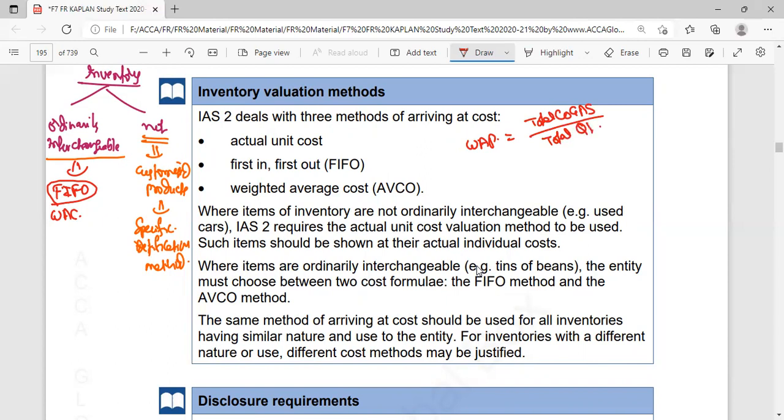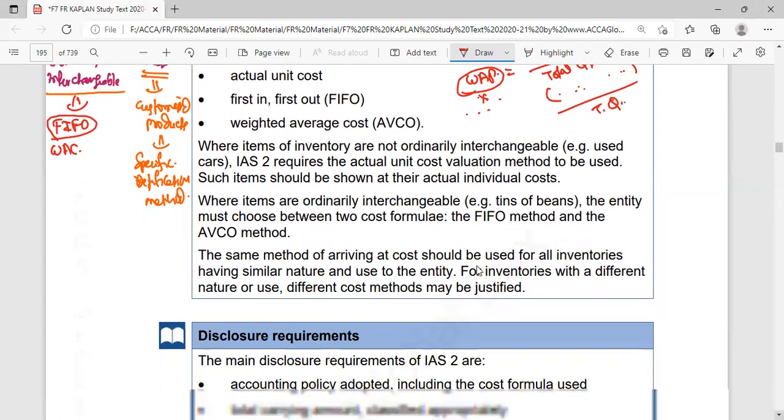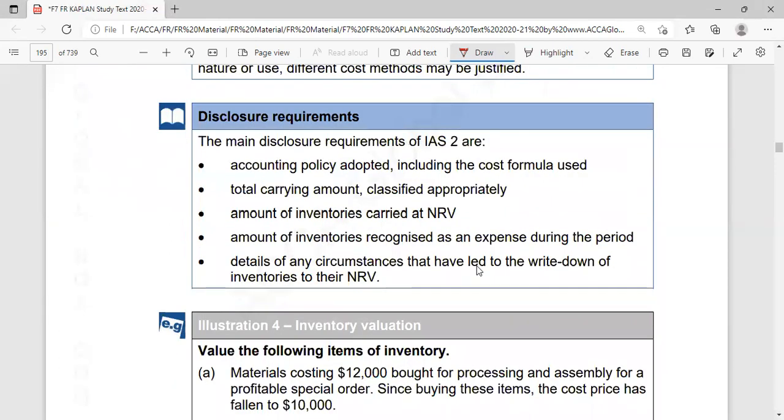That is nothing but the total value of the opening stock and purchases, whatever may be before the respective sale, divided by the total quantity. Then we get our weighted average price per unit. Multiplying by the number of units gives the value of closing stock as per the weighted average price method.